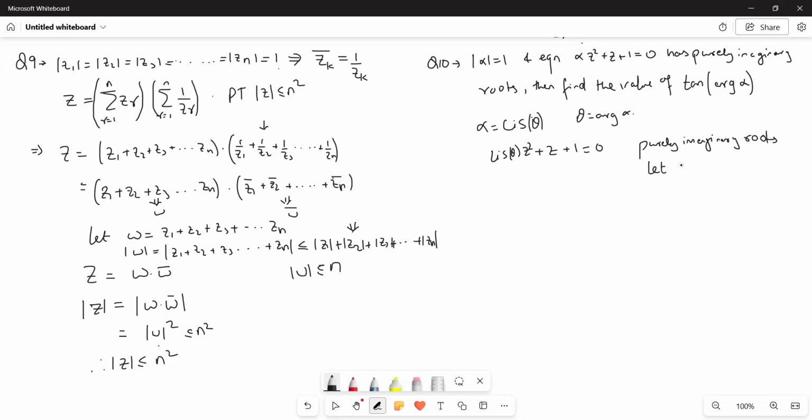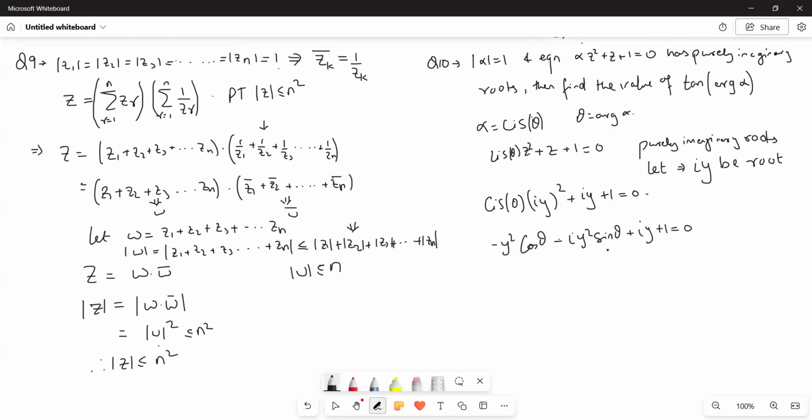So we can say that any root of this will be in the form of iy. Purely imaginary roots, so iy will be the root. Since iy is the root, it must satisfy the equation. So cis theta times (iy) square plus iy plus 1 is equal to 0. The square of iy will be minus y square. So minus y square cos theta minus i y square sin theta plus iy plus 1 is equal to 0.